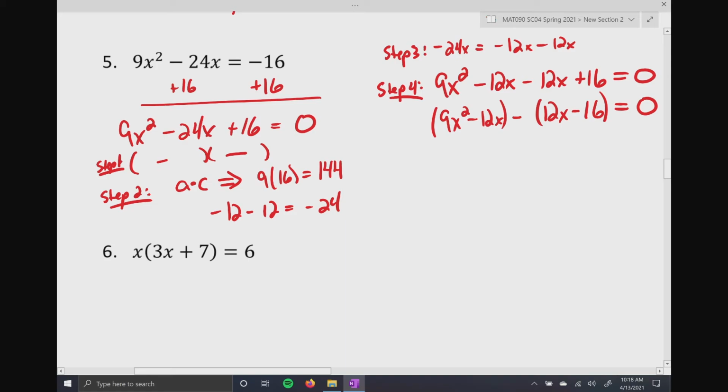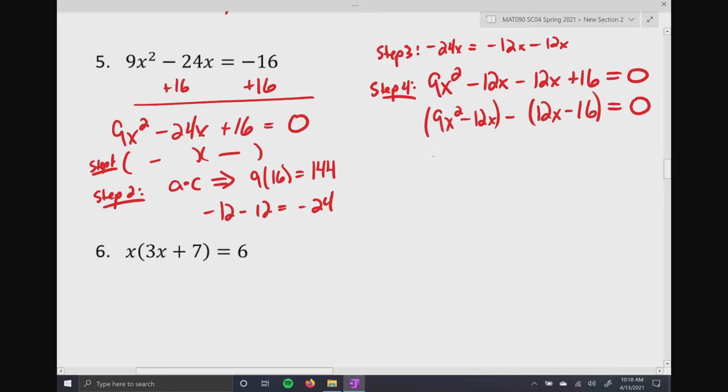Now I look for little mini GCFs. So in the first set of parentheses, I could definitely factor out a 3x. That's going to give me 3x minus 4. In the second set of parentheses, I can factor out a 4 to give me 3x minus 4. All this is still equal to 0.